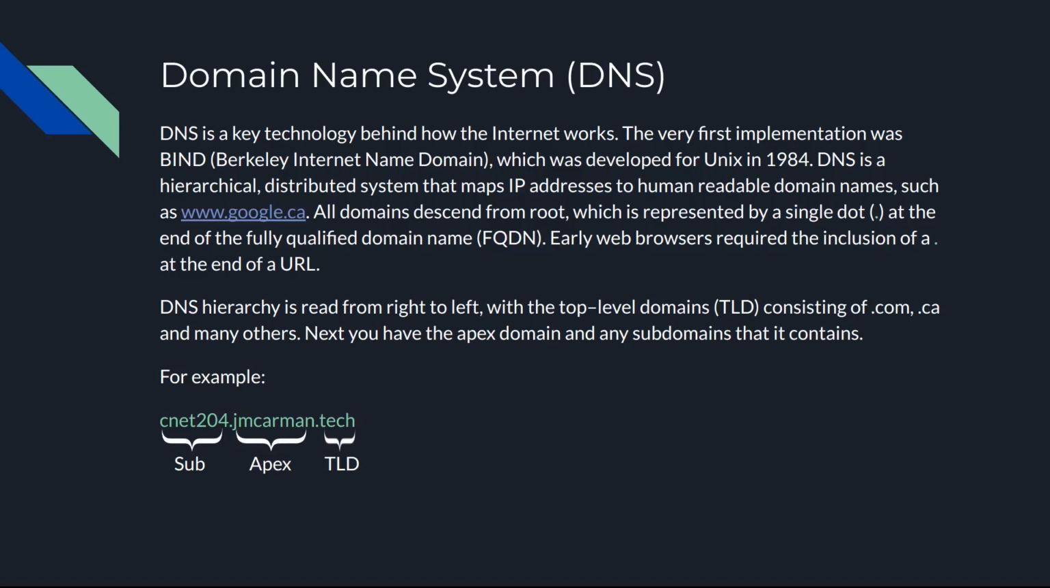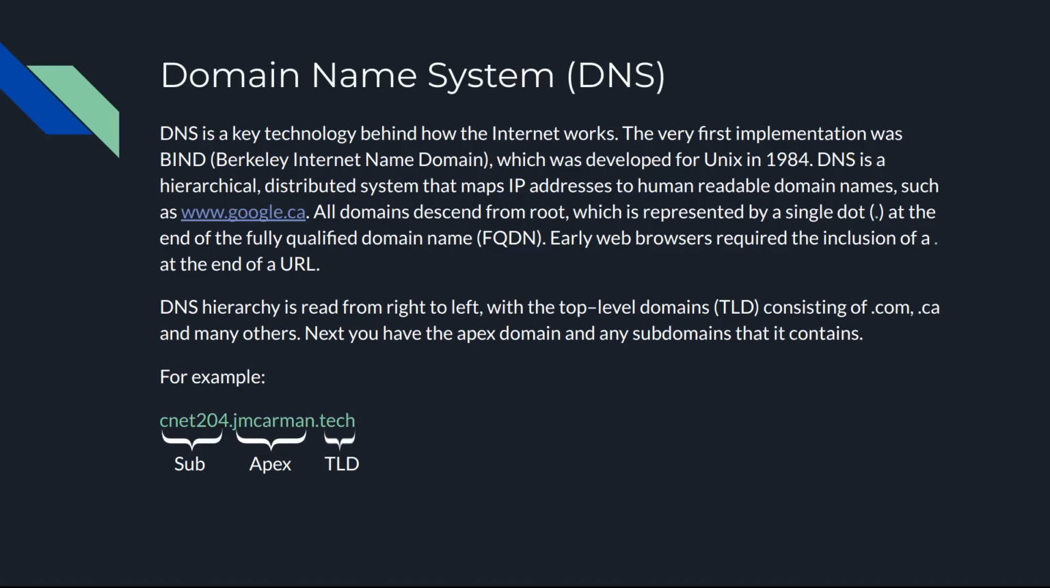DNS is a hierarchical distributed system. It maps IP addresses to human-readable domain names, like google.ca, right? You just type www.google.ca, and it takes you there, and you don't know what the IP address is. Now, all domains descend from root, much like the Linux file system. And that's represented by a single dot at the end of the fully qualified domain name, or FQDN.